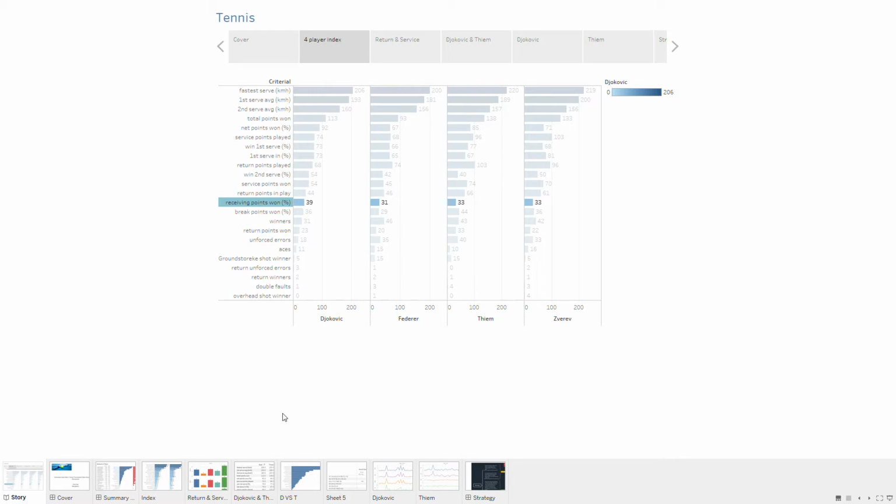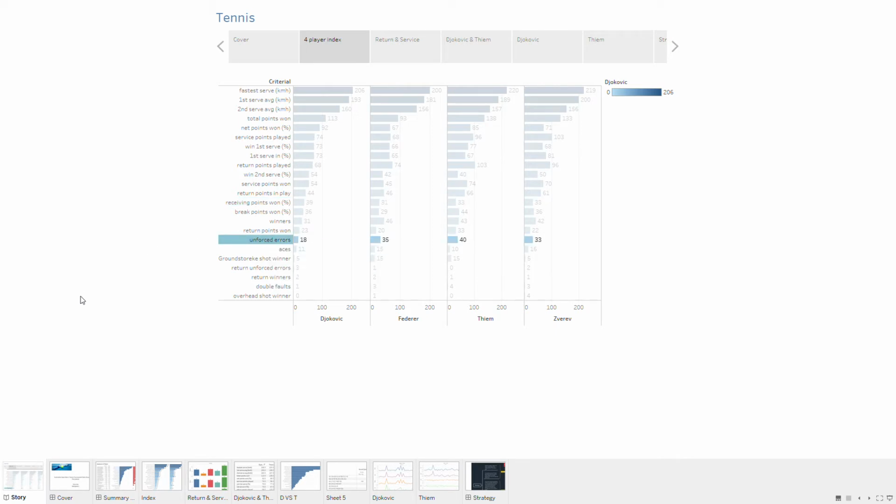However, for the receiving points 1%, everyone is just above the 30% level. But Djokovic played much better than the other three players because he earned 5% more than the other three players, achieving 39%. Singh and Zverev both achieved 33%, and then Federer achieved 31%.